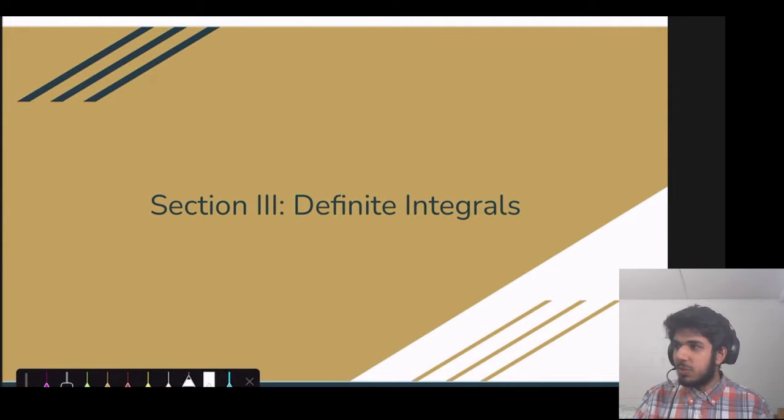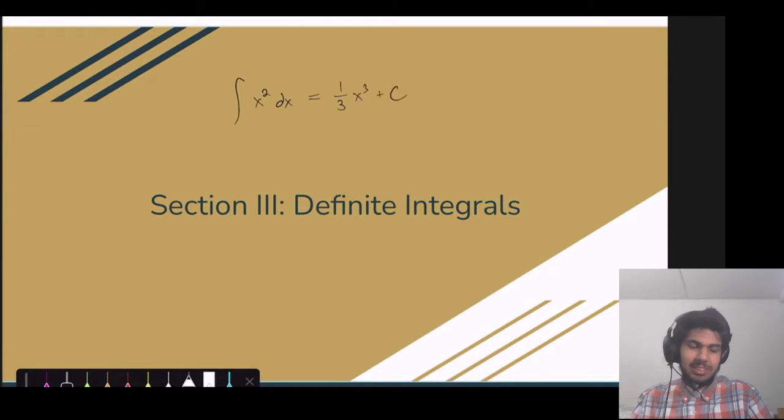So yeah, we're going to be talking about definite integrals today. We have been exposed to what are called indefinite integrals, and that's just what we've seen thus far, where we have, for example, the integral of x squared dx, and hopefully now we're comfortable enough to say that this is equal to 1/3 x cubed plus c.